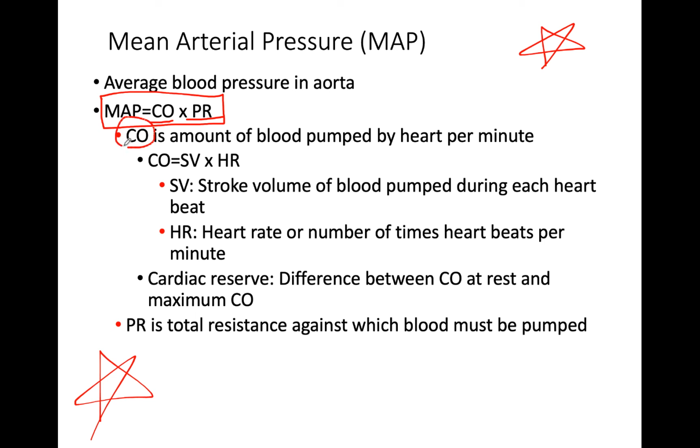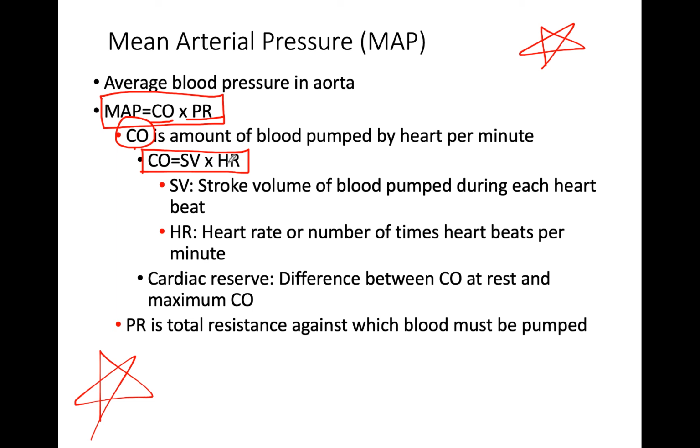But we have a mini baby equation to solve that. Cardiac output is equal to the stroke volume times the heart rate. Heart rate, of course, is beats per minute. Stroke volume, like the name states, is the volume of blood per stroke, aka beat of the heart. So, how much blood does your heart pump out in one beat? And then how many beats does it do in 1 minute?